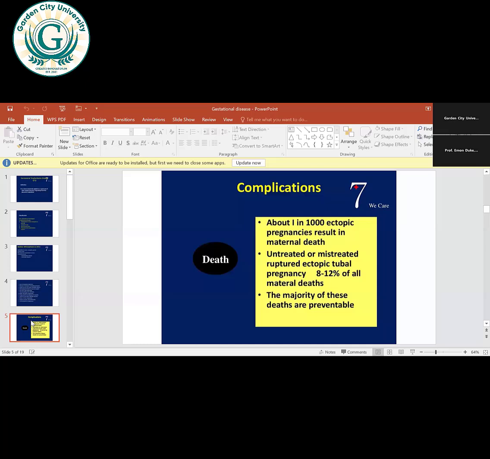You see, what troubles me most is when death is preventable. Because when we talk about ectopic pregnancy, as dangerous as it is, when we talk about gestational trophoblastic disease, as dangerous as it is, if it is identified early and treated well, the person can survive. That person can survive.